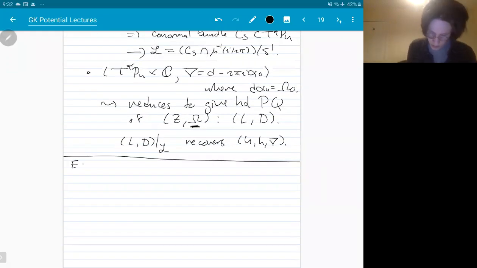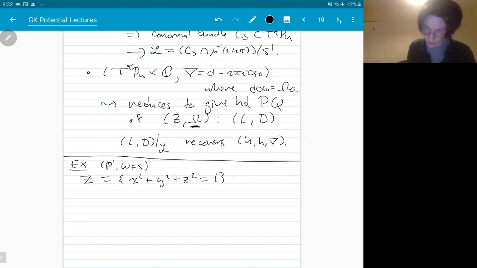So here's a simple example. If we take P1 with the Fubini-Study form, then Z should be an affine bundle over P1, and it's just given by the following inside of C3. So it's something like this, and L is the real locus.